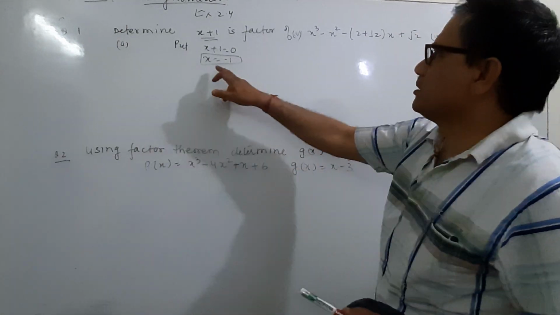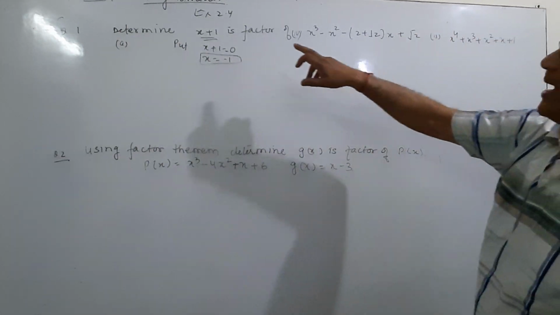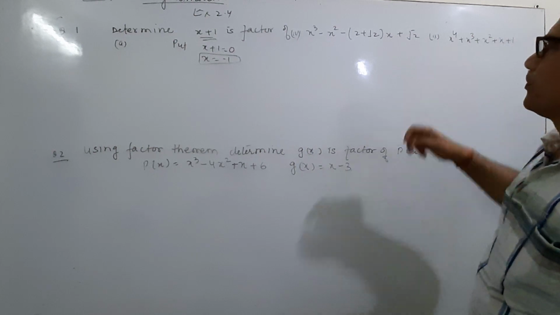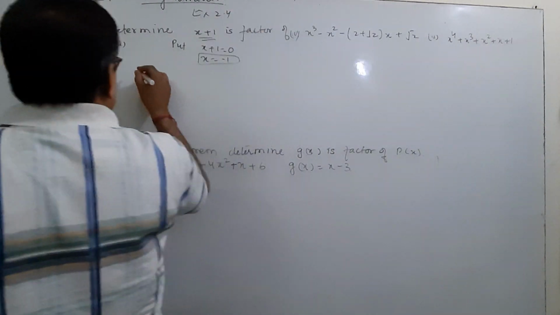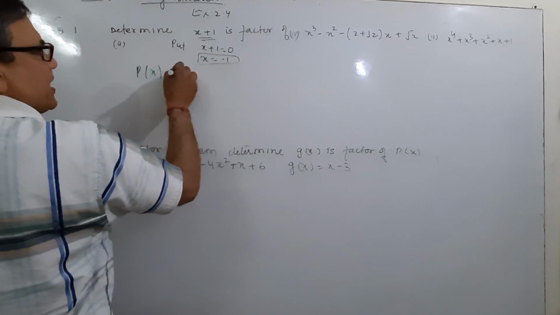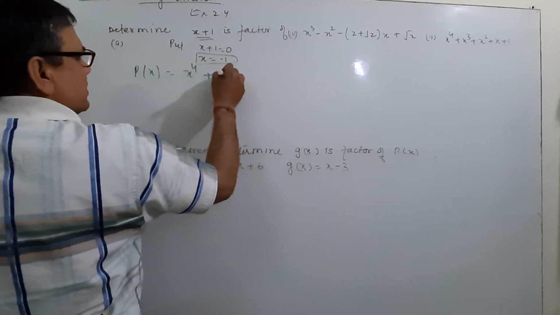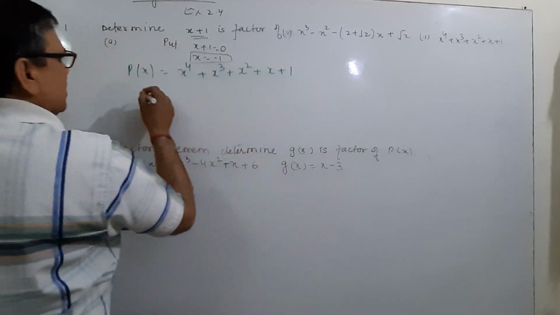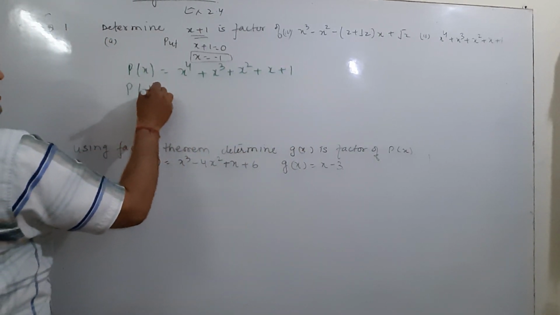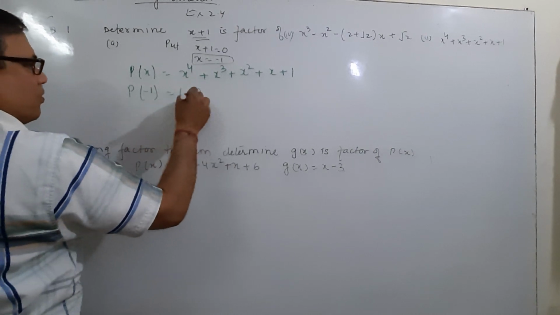Now the second: x plus 1 is a factor of this. So x plus 1 is equal to 0, x is equal to minus 1. And what is p(x)? p(x) is x to the power 4 plus x to the power 3 plus x square plus x plus 1. What will we write for P of minus 1?